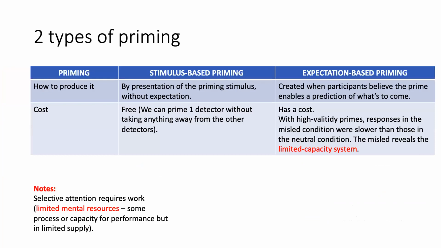There are two types of priming: stimulus-based priming and expectation-based priming. What are the differences? How to produce the stimulus-based priming? The stimulus-based priming is produced by a presentation of the priming stimulus without expectation. Expectation-based priming is created when participants believe the prime enables a prediction of what's to come.